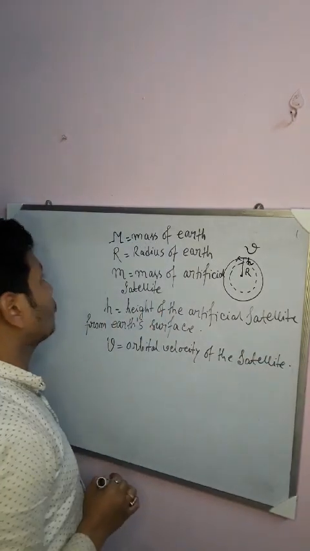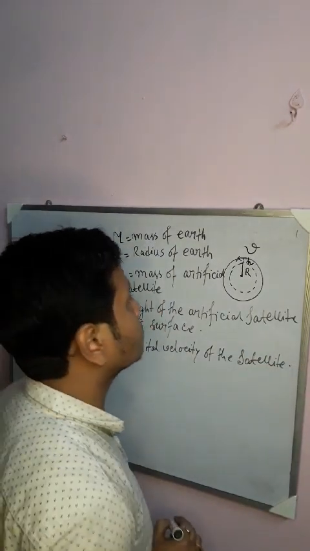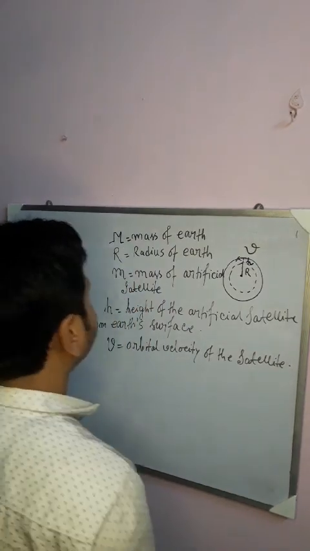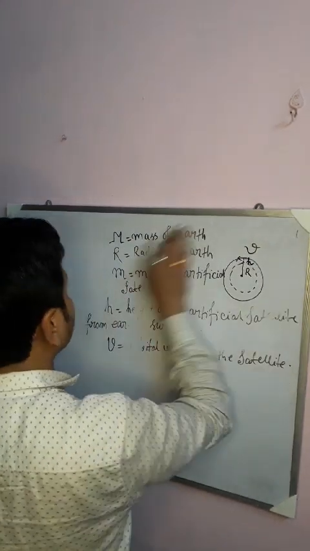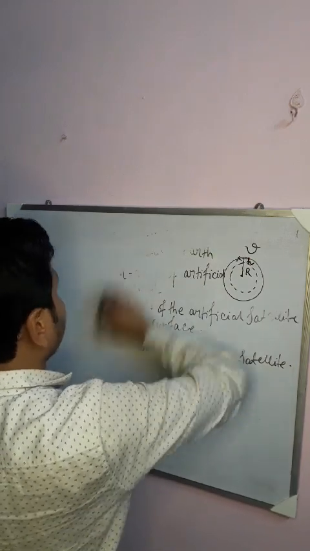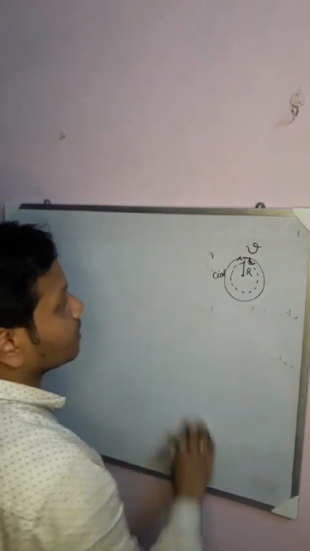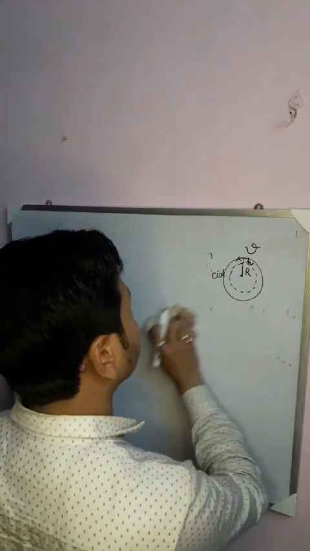Okay, so these are the quantities; at first we introduce them. Now at first we have to know there are two forces acting in that system. One is the gravitational force of attraction. So what will be the gravitational force of attraction?